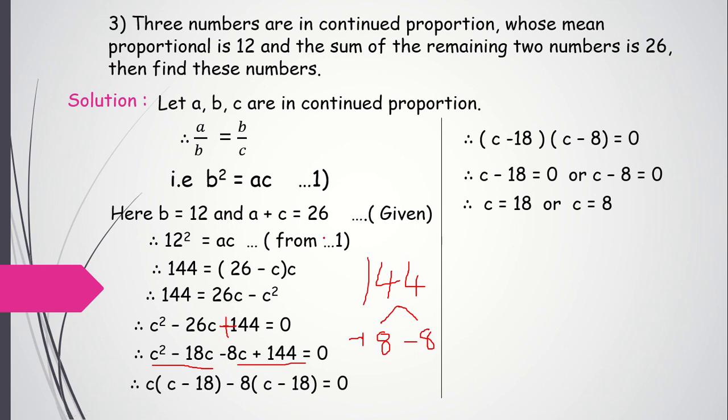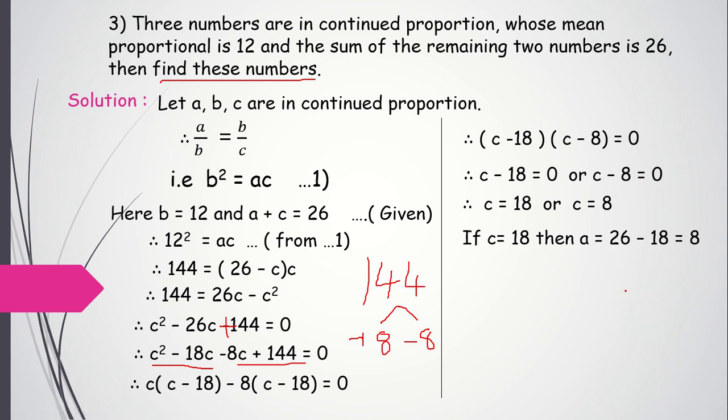Now similarly we will get two values for A. A plus C is 26, because I got B already, it was given. They have said find the numbers. B was already given, we have to find A and C. C, we have got two values, so for A also we will be getting two values using this. When C is 18, what is the value, and when C is 8, what is the value?